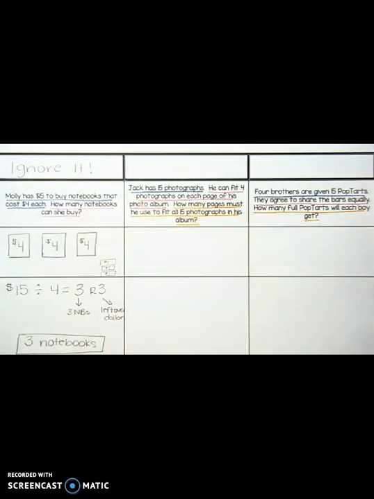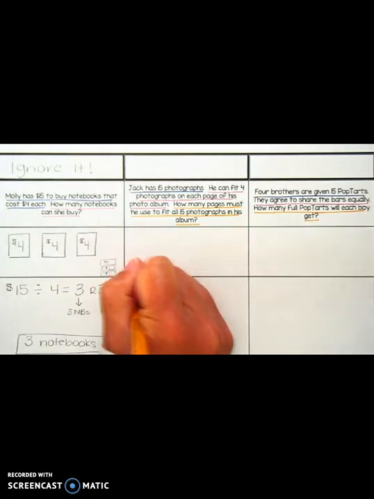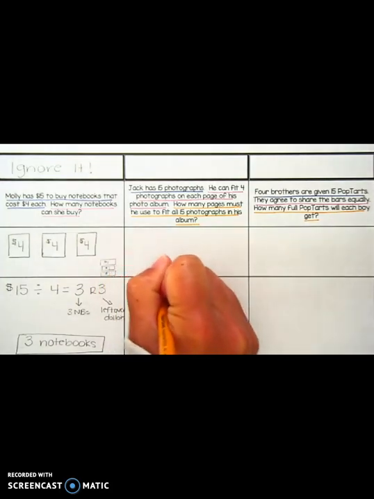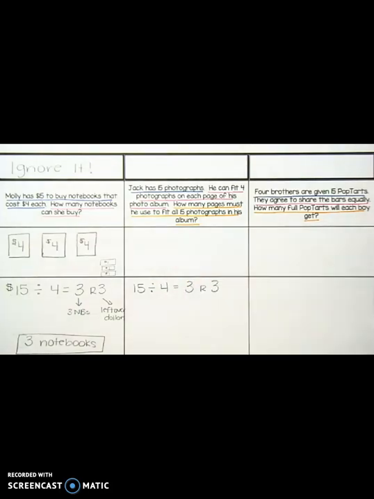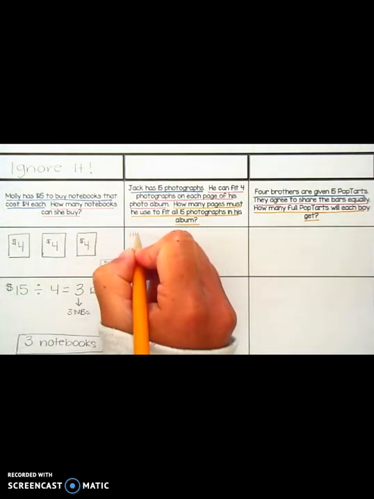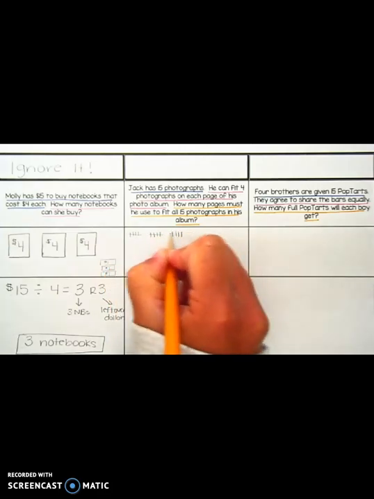Jack has 15 photographs. He can fit 4 photographs on each page of his photo album. How many pages must he use to fit all 15 photographs in his album? Okay, so I'm still using 15 divided by 4. So I know my math is going to be 3 remainder 3. But I don't totally know what those parts mean just yet, so let's draw a picture to help us. Jack has 15 photographs, so I'm going to sketch out 15 photographs.